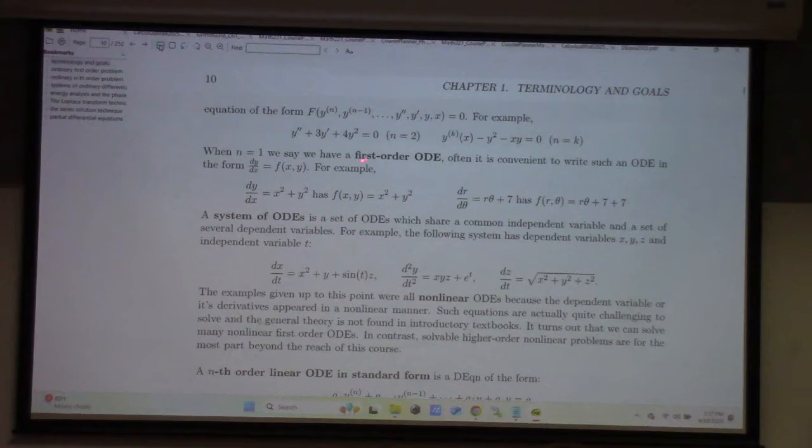n equals 1 is a special case, a first order differential equation. We'll be mostly looking at that for the next few days. In that case, it's often convenient not to write it like this, but instead to write the derivative equals some other function of x and y. For example, dy dx equals x squared plus y squared, where that function is x squared plus y squared. Or, this is more exciting, dr d theta equals r theta plus 7. Here our function defining the differential equation is r theta plus 7. Plus 7?